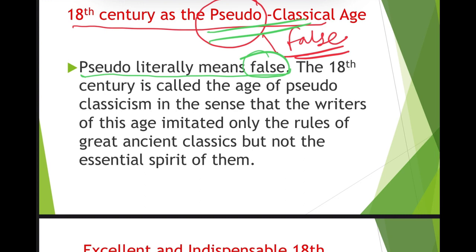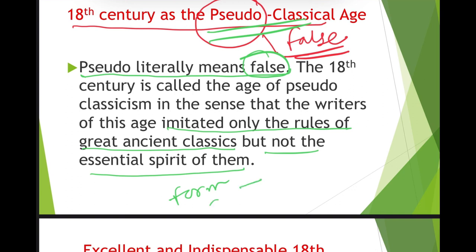The 18th century is called the age of pseudo-classicism in the sense that the writers of this age imitated only the rules of the great ancient classics, but not the essential spirit of them. So the form was like the classical writers, but the spirit was not like that. And that is why they were called the pseudo-classical writers, the false writers, or the fake, you can say.